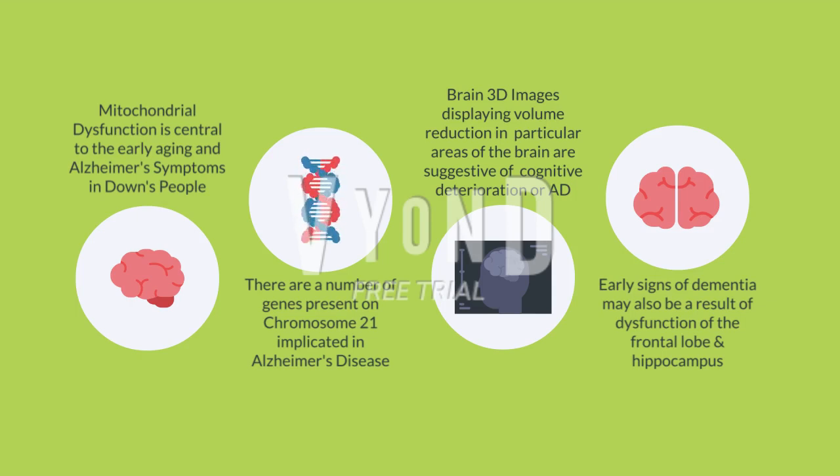Evaluation of brain 3D anatomical images of patients aged 40 years or older revealed a relationship between cognitive deterioration and severity of specific anatomical changes, such as in the basal forebrain and hippocampus. Finally, the early signs of dementia in people with Down syndrome might be a result of dysfunction of the frontal lobe and hippocampus, areas in which amyloid first accumulates during the early stages of dementia.